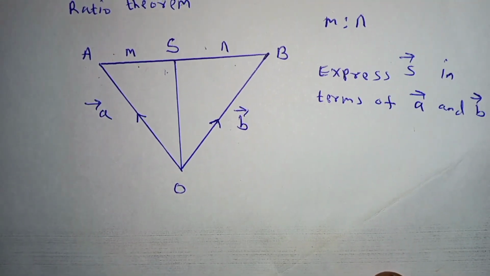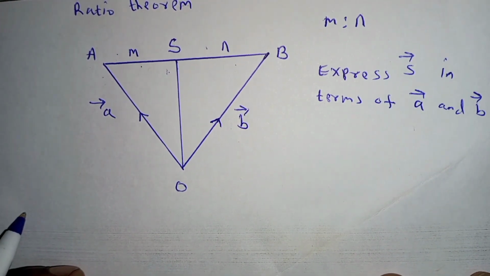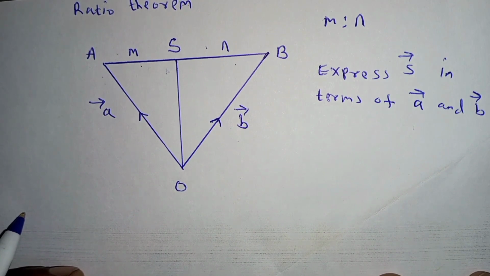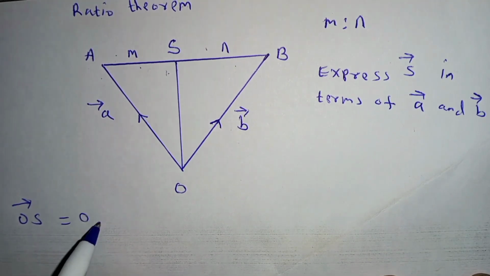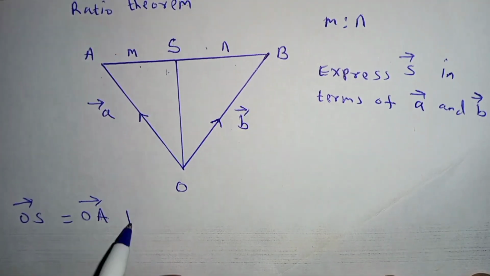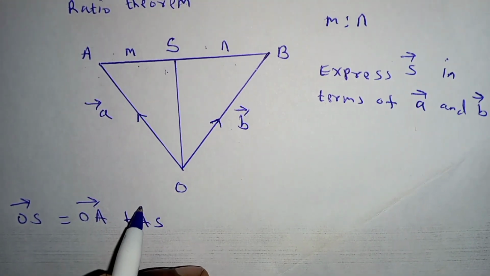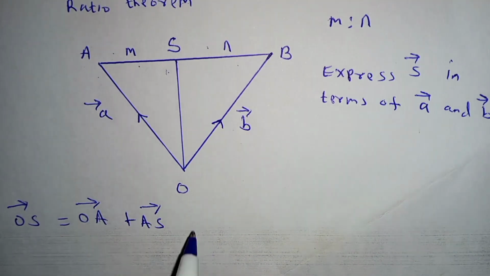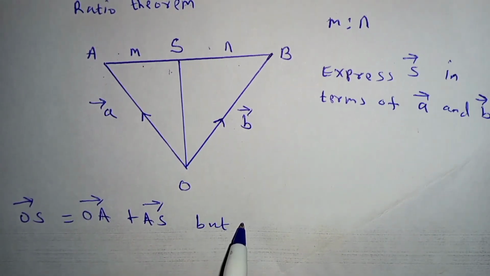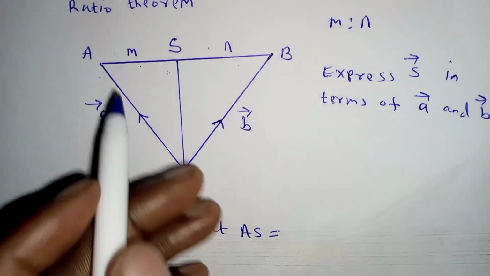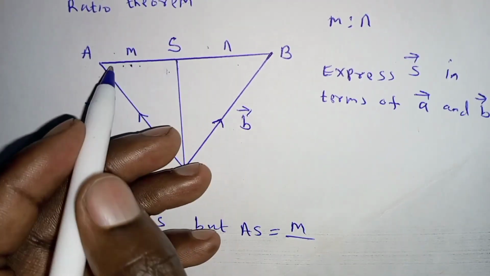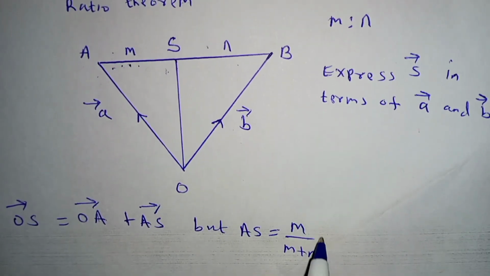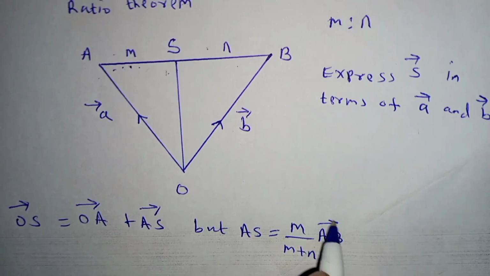So, in order for us to do that, first of all, we begin with the fact that we are going to obtain our OS. Our OS will be given by OA plus AS. But note that our AS is equal to a fraction of the total. The fraction of the total is m divided by the total length, which is m plus n, of A and B, vector A and B.